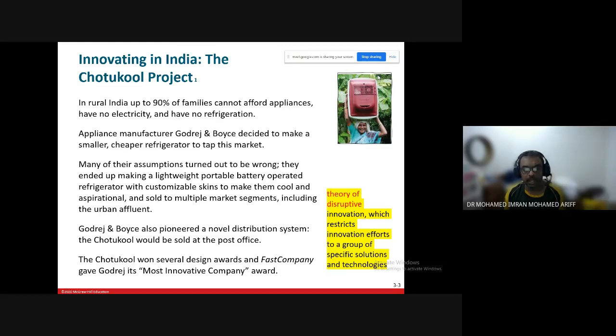So what I'm trying to say here is some innovations are good, but they are not for that kind of purpose, not for those kind of people, not for that kind of scenario. It may be used in a different environment. So this leads to a theory called the theory of disruptive innovation, which restricts innovation efforts to a group of specific solutions and technology, meaning innovation only applies to a certain group of people.